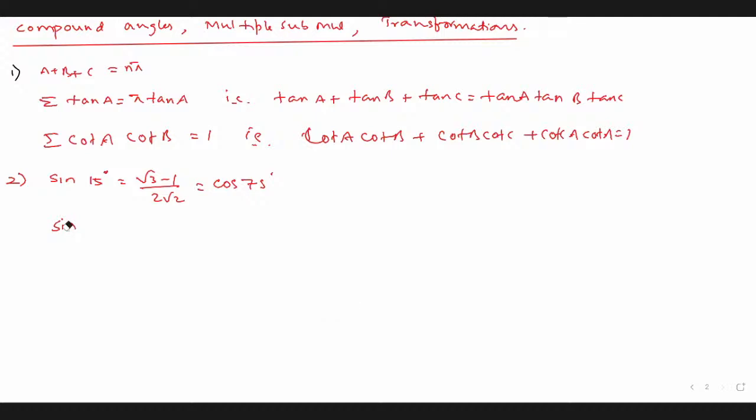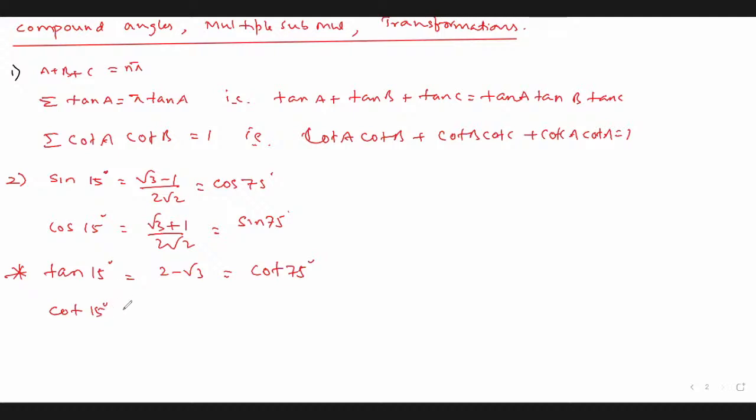Cos 15 degrees is equals to root 3 plus 1 by 2 root 2, which is equal to sin 75 degrees. We just copy this one. This is very important. Tan 15 degrees is very important. Tan 15 degrees is equals to 2 minus root 3, which is equals to cot 75 degrees, because these two are complementary angles. Now, cot 15 degrees is equals to 2 plus root 3. This is also very important, which is equal to tan 75.